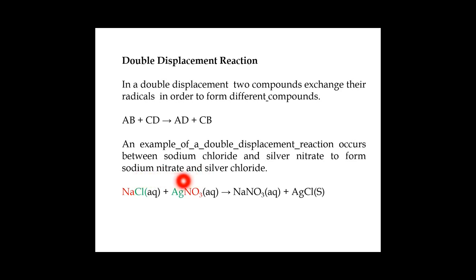In silver nitrate, Ag is a basic radical, nitrate is an acidic radical. Ag is a cation, nitrate is an anion. So these compounds are going to exchange their radicals, forming NaNO3 and AgCl.